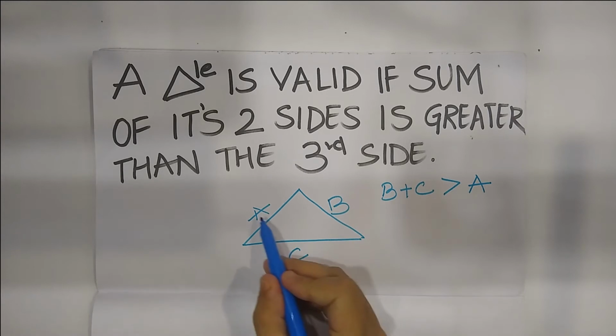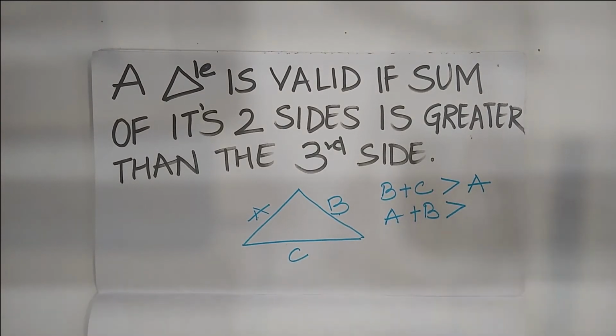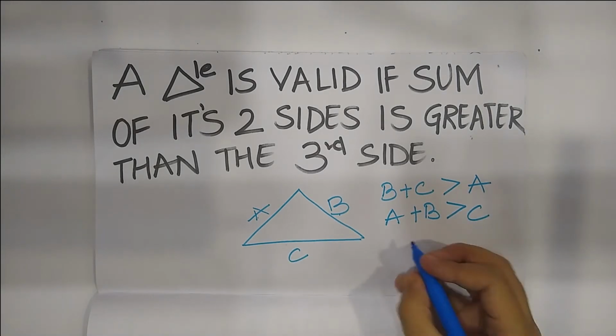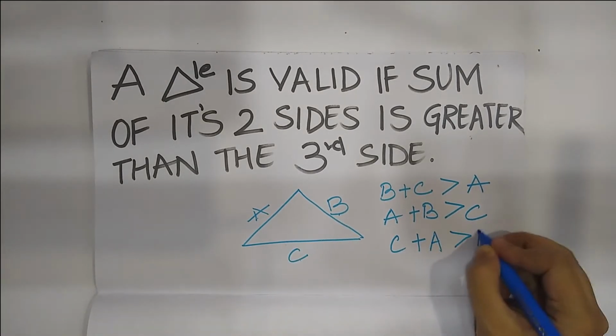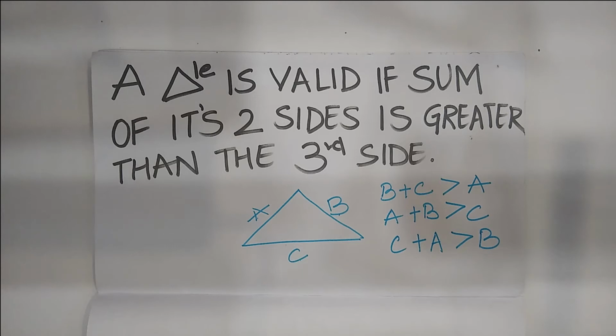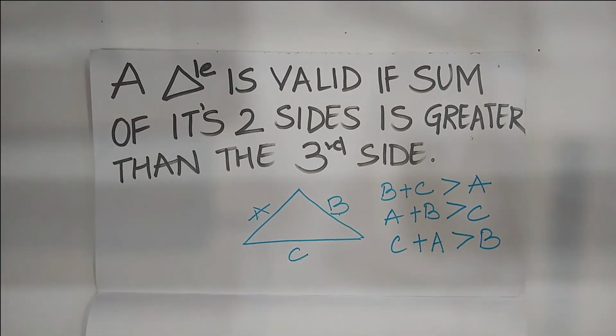And if we take the sum of A and B, this should be greater than C. And if we take the sum of C and A, it should be greater than B. So if you're summing up any two sides of the triangle, it should always be greater than the third side that you have left out. So that is one of the properties that we will be using in the numerical.